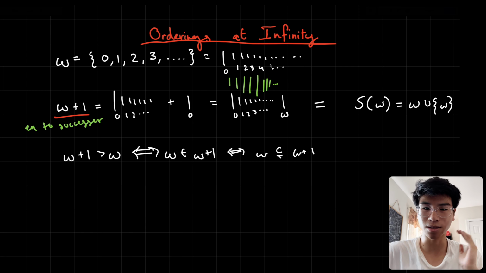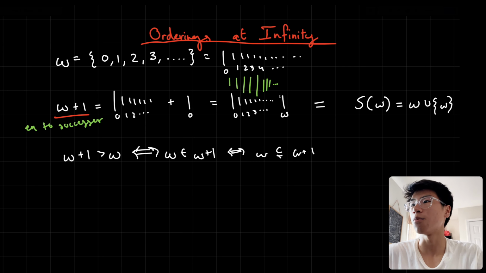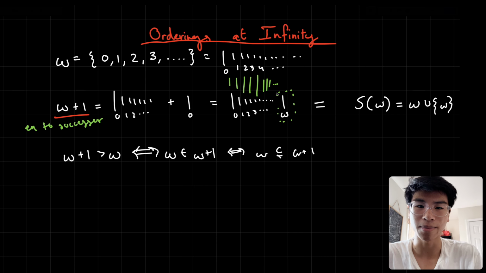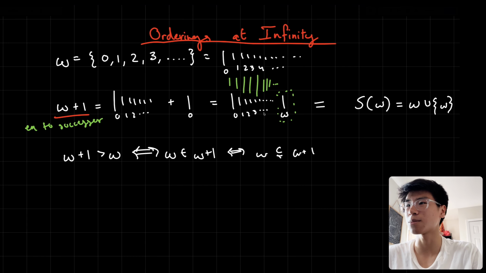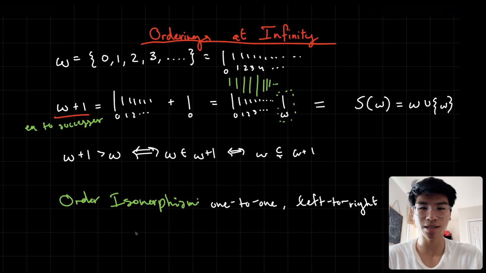And we can see when we do this, we can pair all of the elements of omega. However, we will not be able to pair the last matchstick in omega plus 1, which is omega, because there is no last element in omega. It would just pair off with everything else. So what this is called is an order isomorphism.